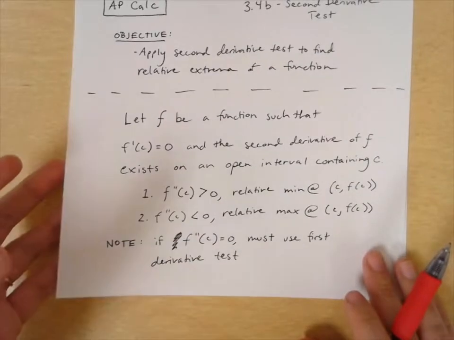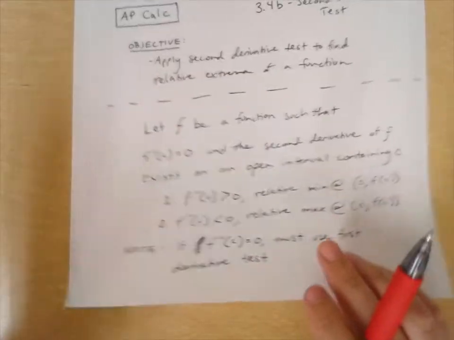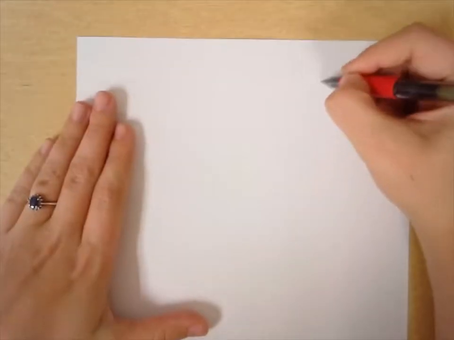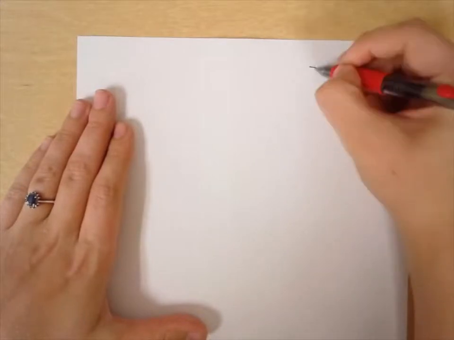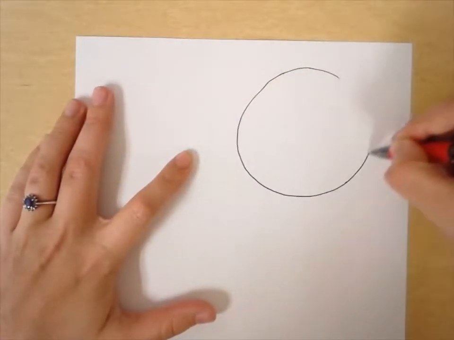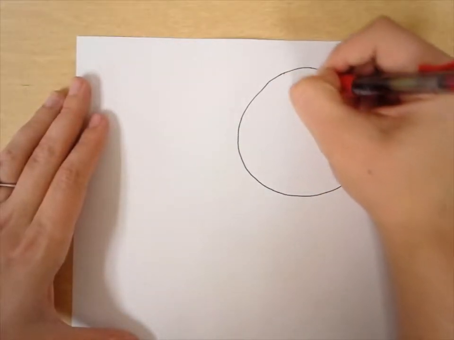And since this is another test to find extrema, I want to quickly differentiate for you guys the difference between the second derivative test and the first derivative test. I'm going to use some bright colors here, and we're going to draw a Venn diagram. So let's do a big circle here, and let's do a big circle here.